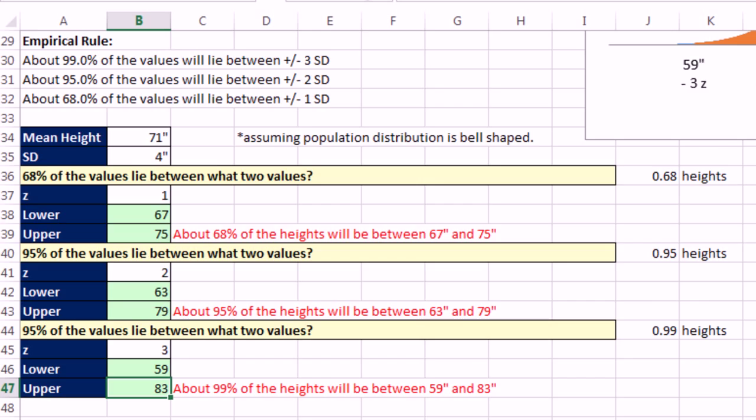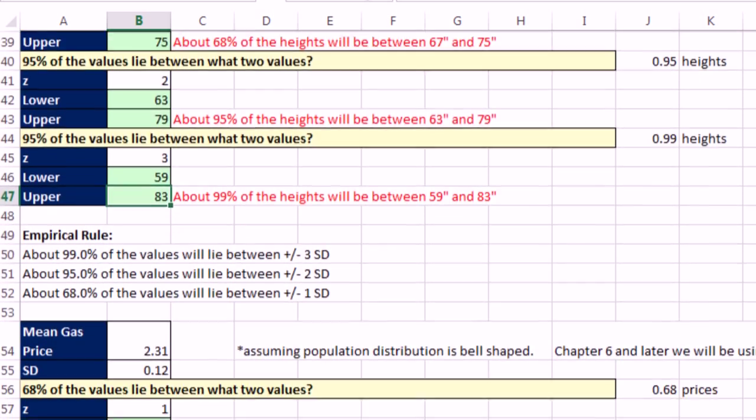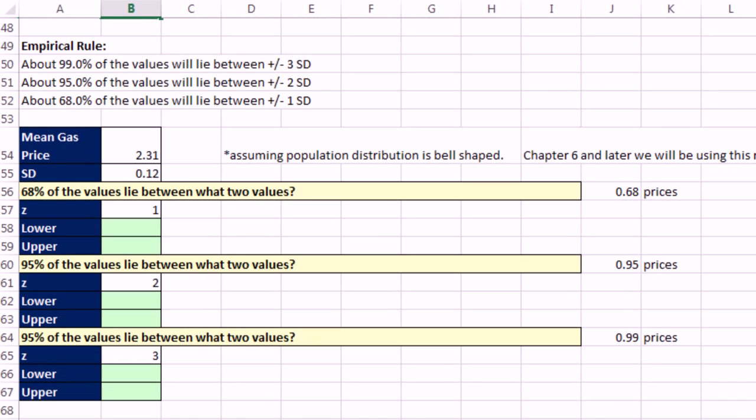Now, that's human height, a distribution that tends to be bell-shaped. Let's look at another example. We're going to talk about gas prices.